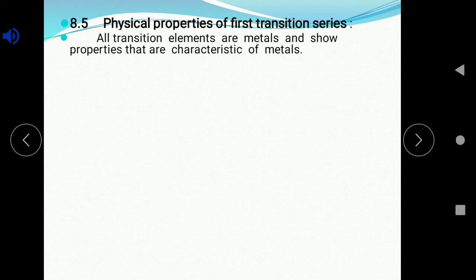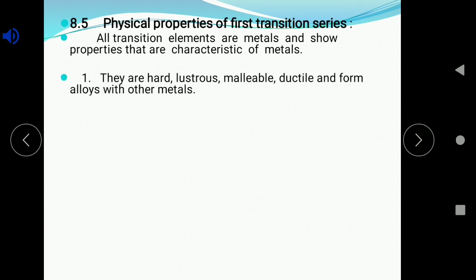Now, we have seen that d block elements are all metals. So, these elements show typical metallic properties. Which are those? You know them very well. First is they are hard. They are lustrous, their outer surface glitters. They are malleable, they are ductile, so we can prepare thin sheets and we can draw wires from them. They also form alloys with other metals.